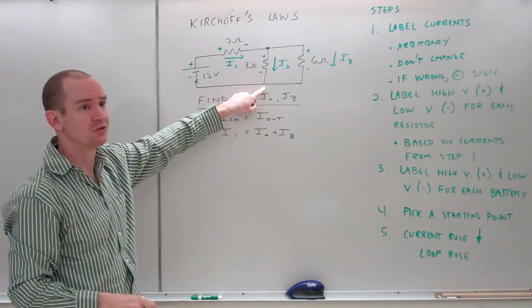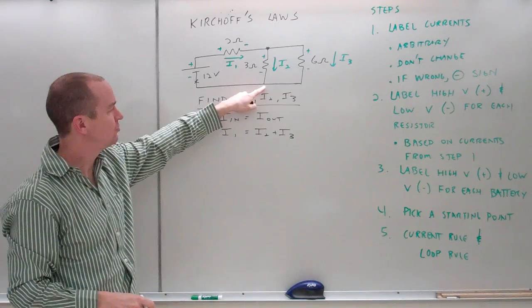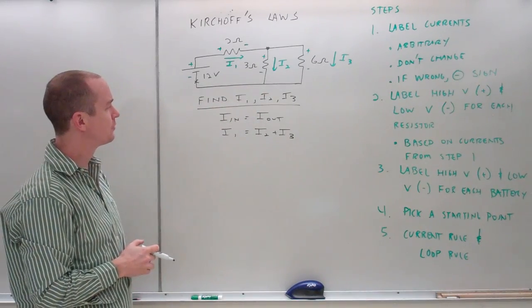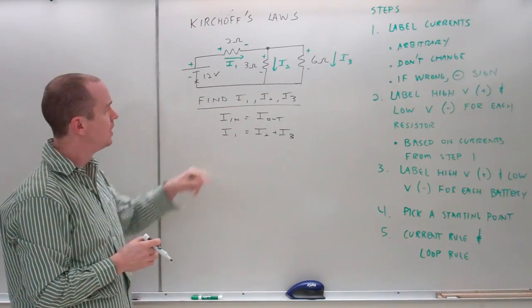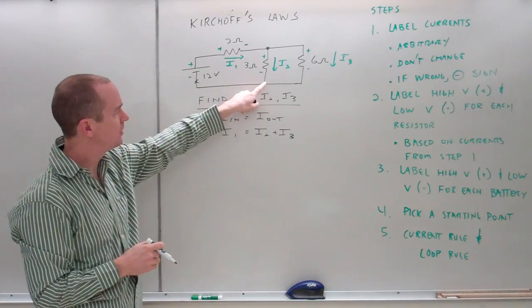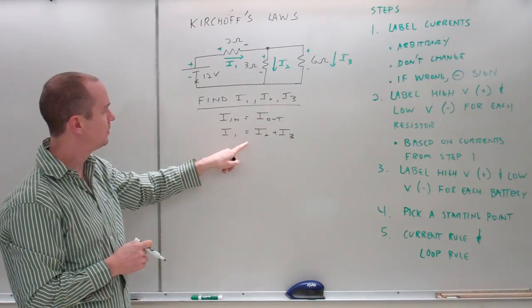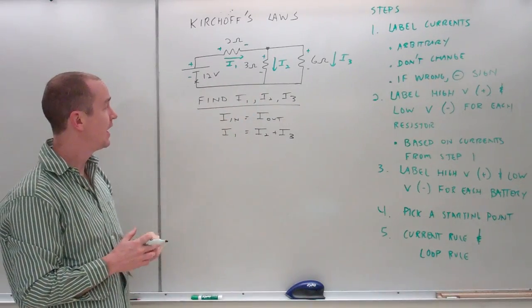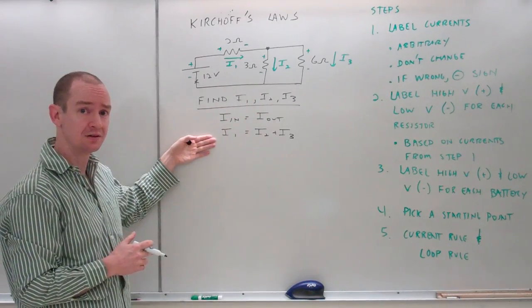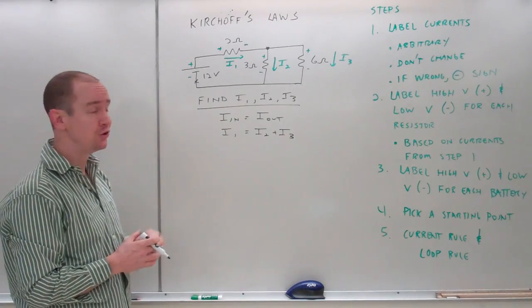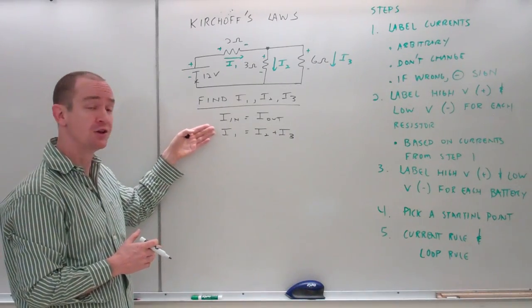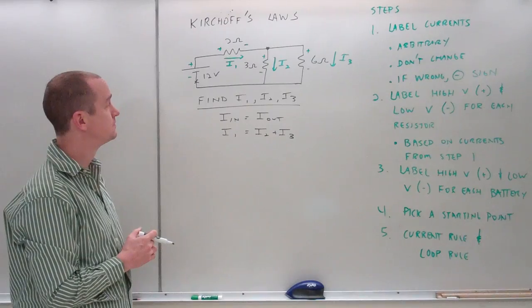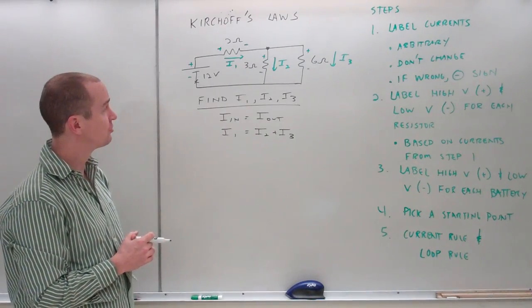I could have picked this junction. If I picked this junction, things would be different, or would they? Notice I'd have I2 coming in and I3 coming in, and together they would form I1. I realize that by picking this junction, I'm just creating the same equation again. That does me no good. You want only junction rules that provide unique equations. I'm done using the junction rule.